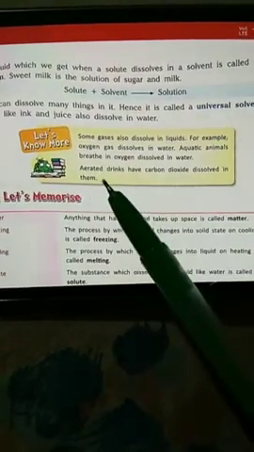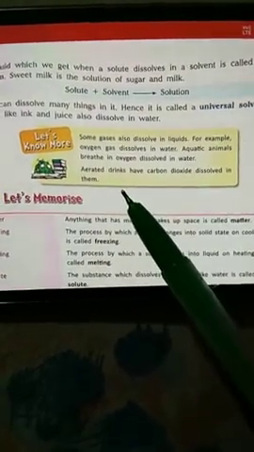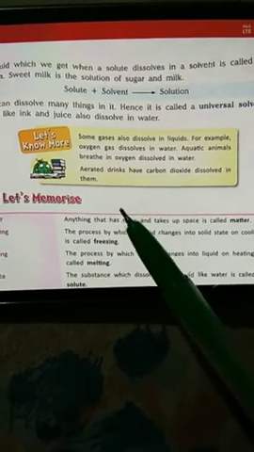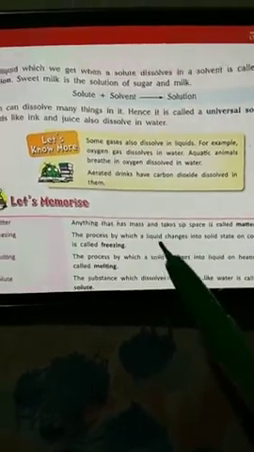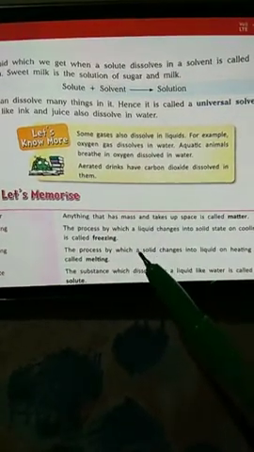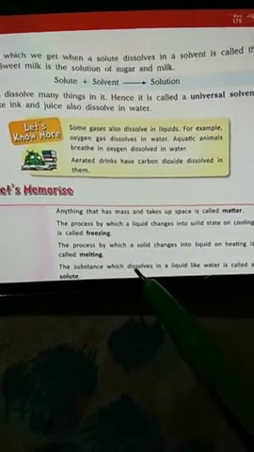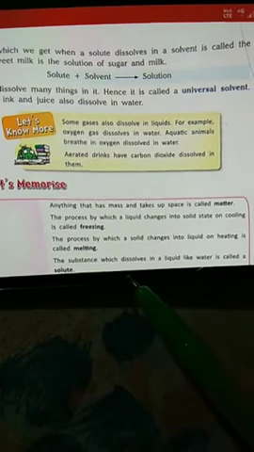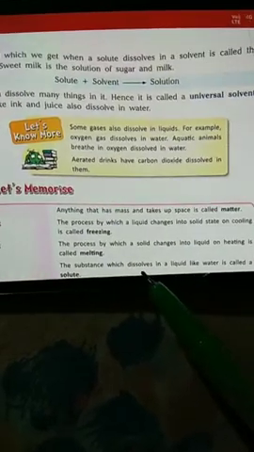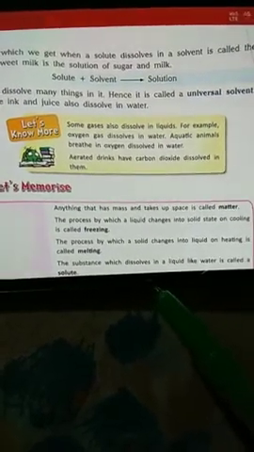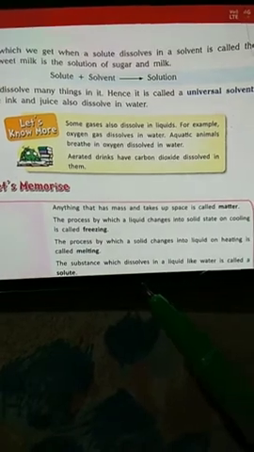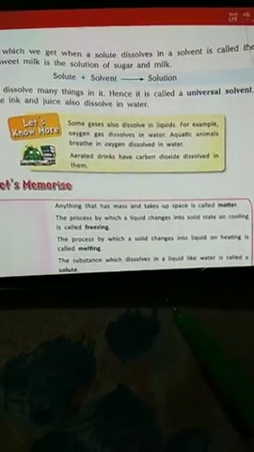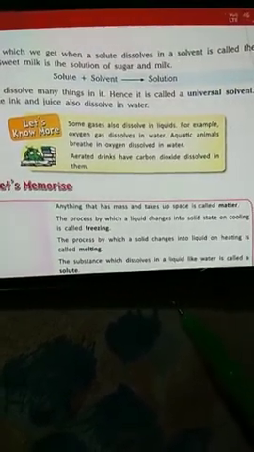Aerated drinks like Thums Up and Coca-Cola are called aerated drinks. Why? Because soda water is combined with dissolved carbon dioxide gas, which gives a tangy taste to them. When you shake the bottle of these aerated drinks, you will find bubbles coming out of it. These bubbles are formed because of the dissolved carbon dioxide.